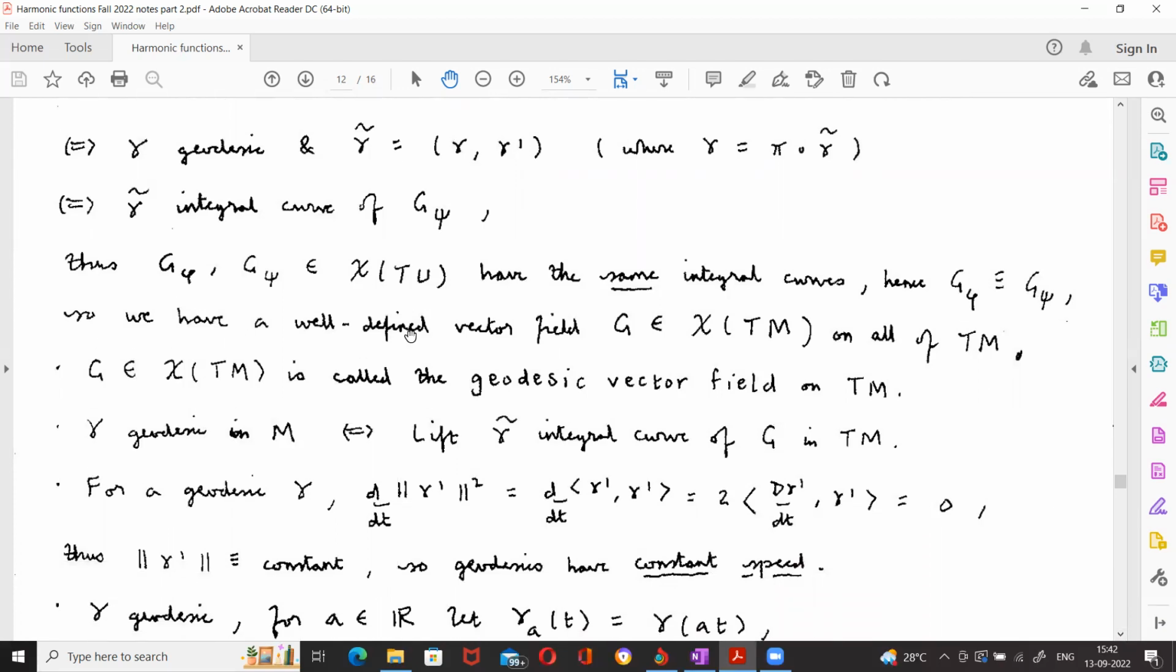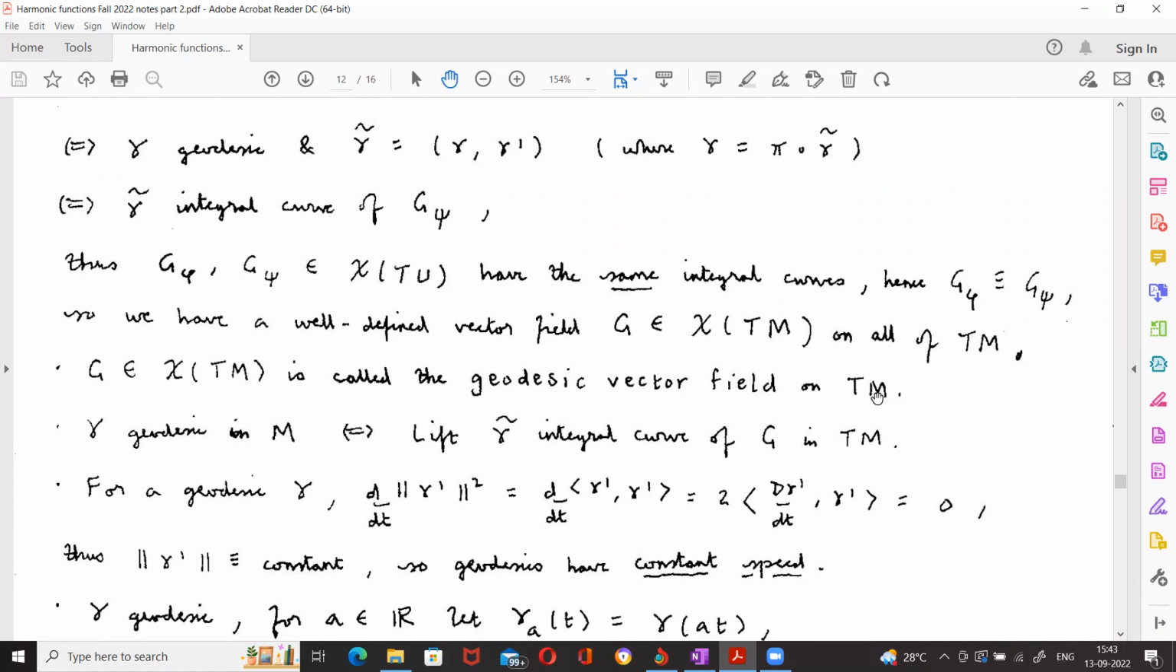And so, in fact, we have a well-defined vector field G on the whole of the tangent bundle, such that a curve gamma is a geodesic if and only if its natural lift to the tangent bundle is an integral curve of the vector field G. This vector field G on the tangent bundle is called the geodesic vector field on the tangent bundle. Does this make sense?